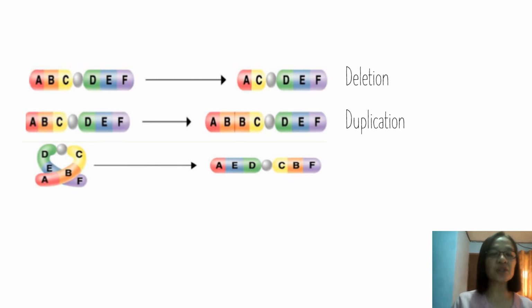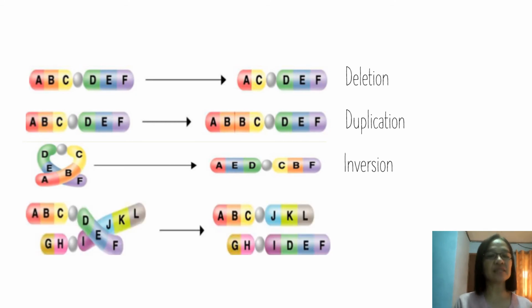And how about this one? Okay, very good. Nagkabali-baliktad na. From A, B, C, D, E, F, naging A, E, D, C, B, F. And that is what we call now inversion.